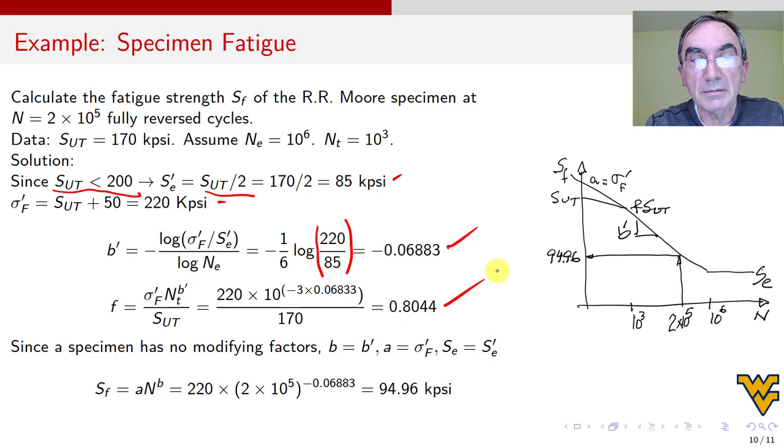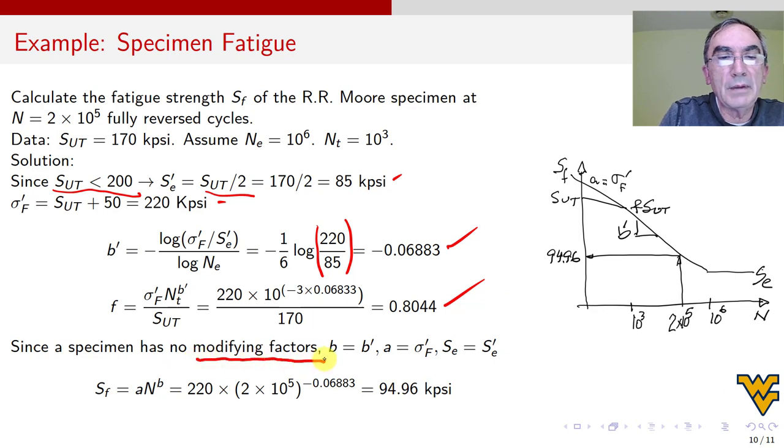Now for a specimen, here I put that it has no modifying factors. You don't know yet what modifying factors are, but a modifying factor is what we need to calculate a component. So what I should have put here is that a specimen doesn't care about anything: surface, temperature. A specimen is a specimen. But it's faster to say it has no modifying factors, and in the next video you'll understand what they are. So B prime, A, sigma prime, SE prime are all the same because it's a specimen.